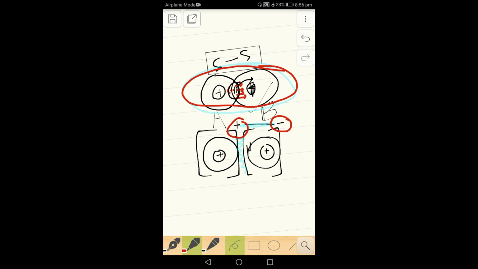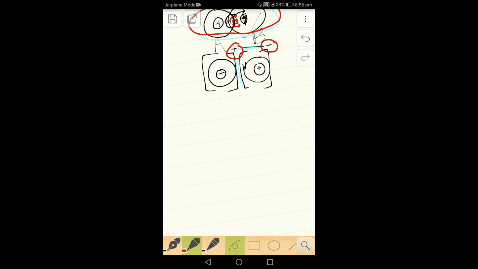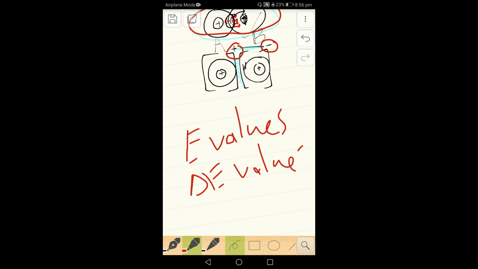So let me give you an electronegativity scale. No, let's keep it as suspense. We will deal with the electronegativity values, E values, then we will look at del E values in our next classes.